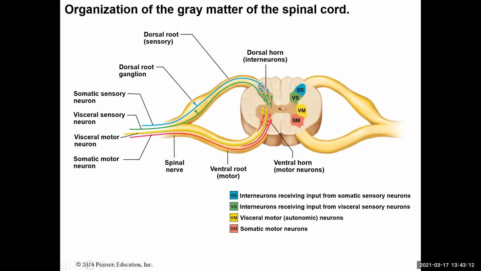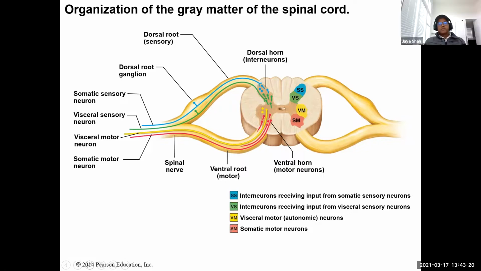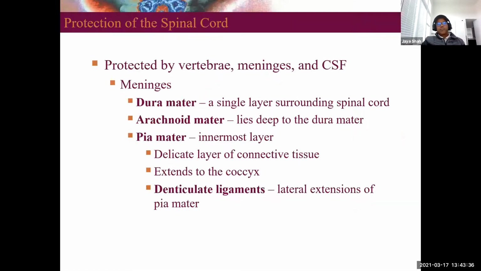And then as far as the tracts, are the dorsal and ventral and lateral funiculi the tracts? Yes, they form the tracts. Within each of them there are ascending and descending tracts. Ascending tracts means sensory tracts, descending tracts means motor tracts. Okay. Understood. Okay, so protection of the spinal cord: protected by vertebrae, meninges, and CSF, and we talked about it.